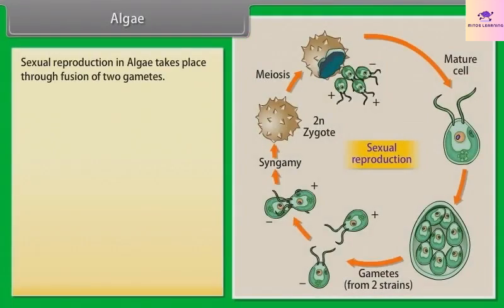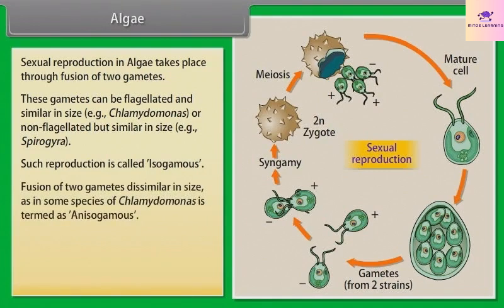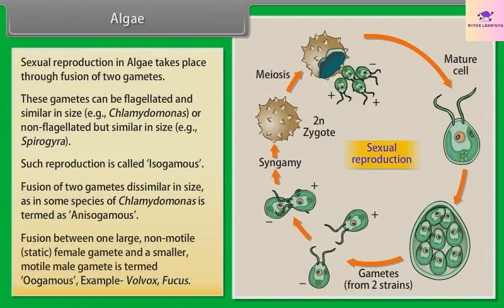Sexual reproduction in algae takes place through fusion of two gametes. These gametes can be flagellated and similar in size. Example: Chlamydomonas, or non-flagellated but similar in size. Example: Spirogyra. Such reproduction is called isogamous. Fusion of two gametes dissimilar in size, as in some species of Chlamydomonas, is termed as anisogamous. Fusion between one large, non-motile, static female gamete and a smaller, motile male gamete is termed oogamous. Example: Volvox, Fucus.